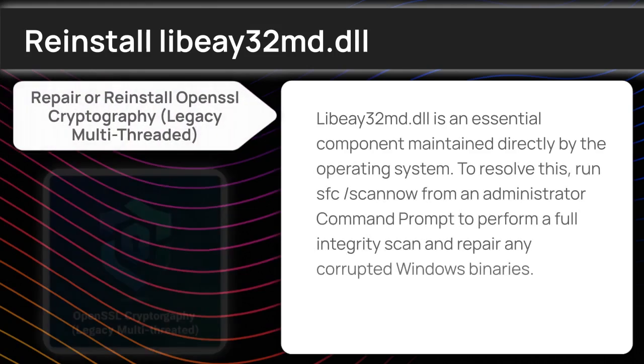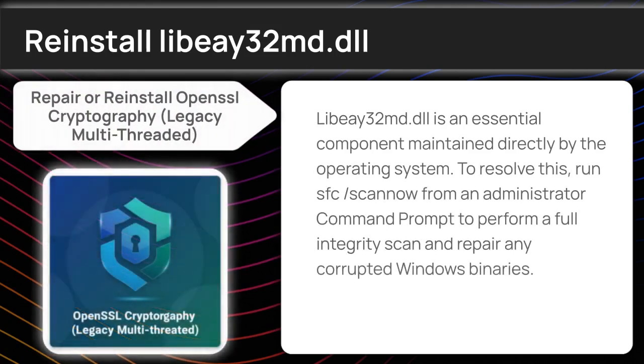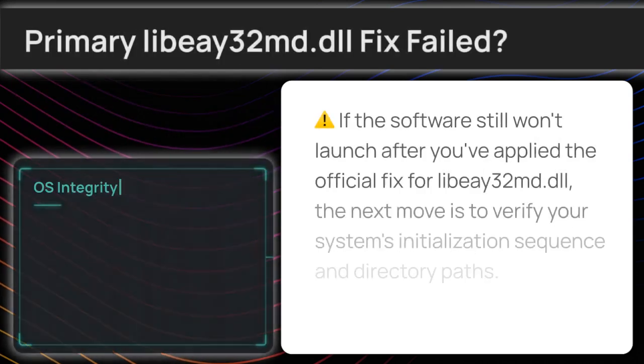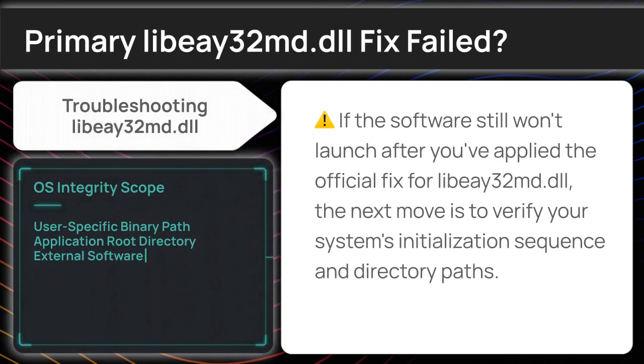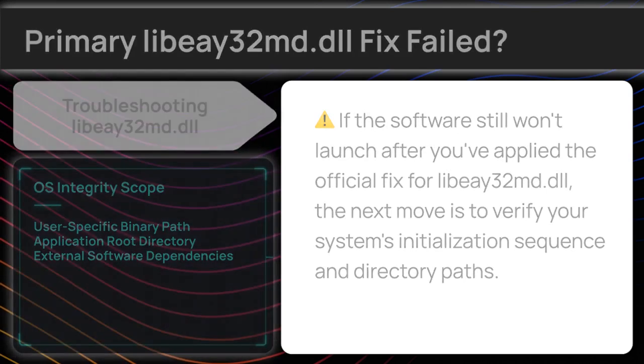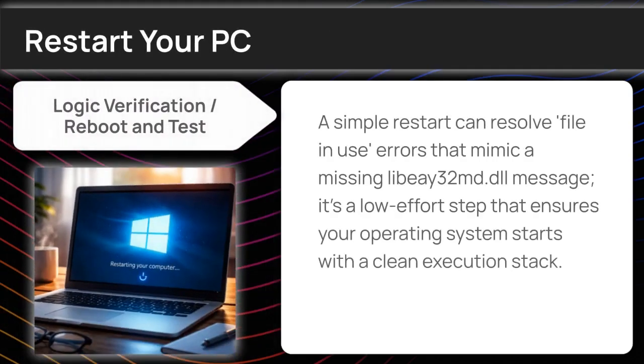libeay32md is an essential component maintained directly by the operating system. To resolve this, run sfc /scannow from an administrator command prompt to perform a full integrity scan and repair any corrupted Windows binaries. When a fresh installer fails to clear the error, it typically points toward a deeper conflict within the Windows execution layer. A standard reboot clears out temporary memory conflicts and gives the Windows loader another chance to properly register the OpenSSL multi-threaded library 32 component during startup.